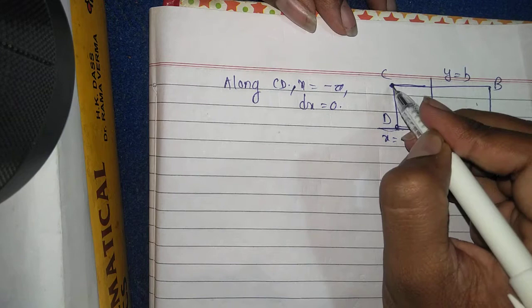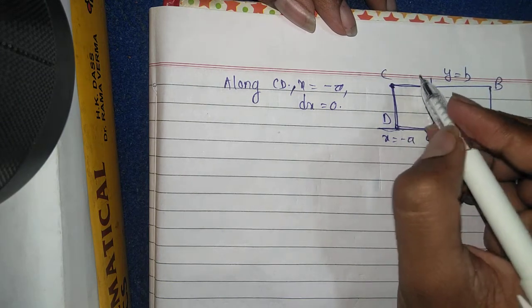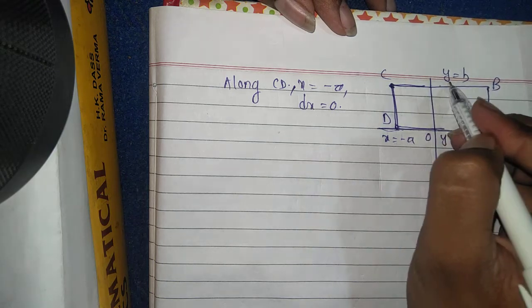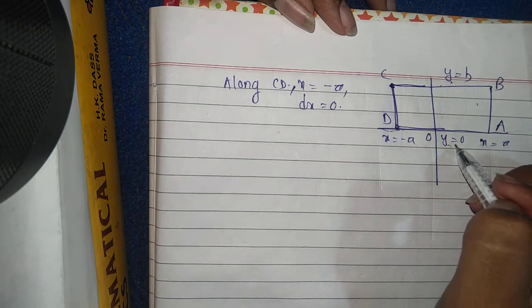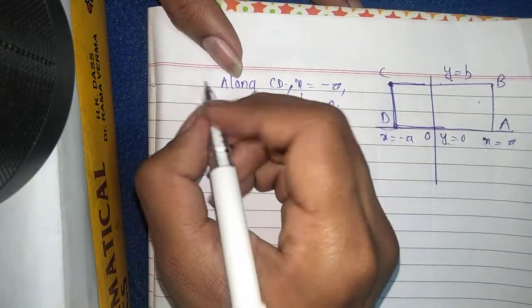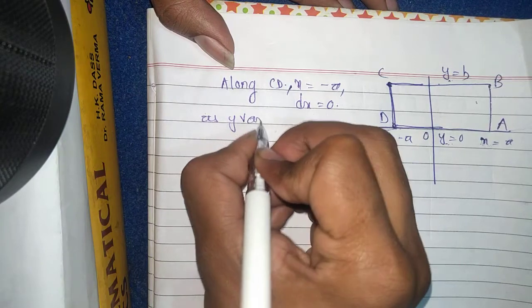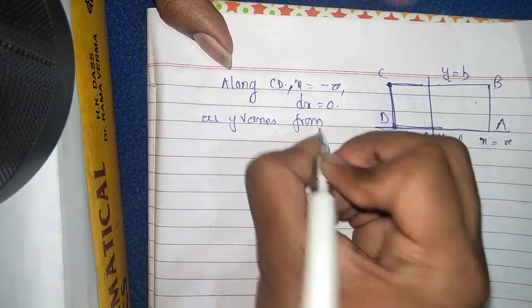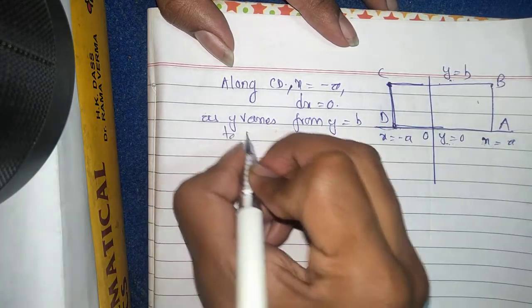Let me repeat it once again. This line CD is bounded by the lines y equals b and y equals 0. So y varies from y equals b to y equals 0.